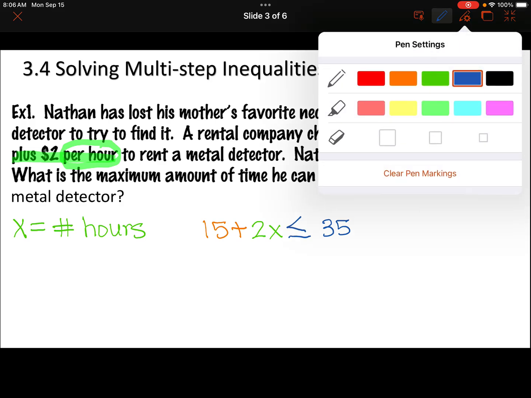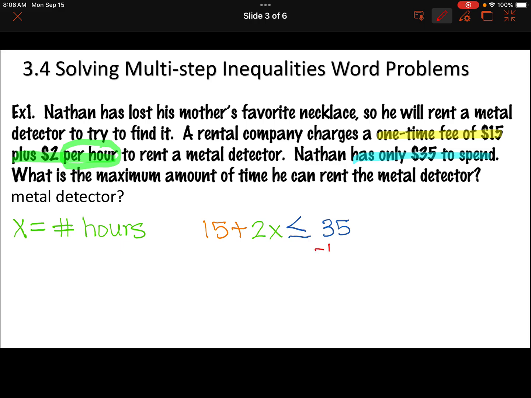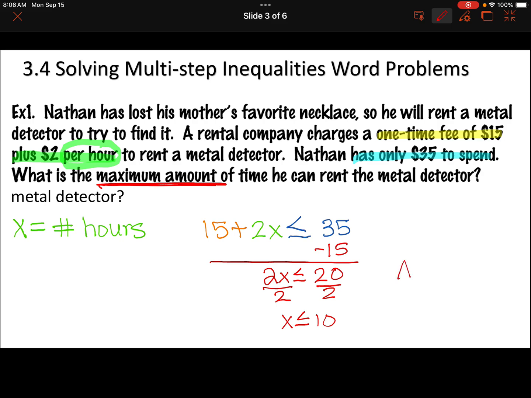All right, now we're going to go ahead and solve. So first, we're going to subtract the 15. So I've got 2x is less than or equal to 20. Divide by 2. x is less than or equal to 10. And it wants to know the maximum amount. So we are going to say at most 10 hours. If we want to use all of our money, 10 hours. If we can find it in less, then we end up not using all of our money, which would be awesome, but that would be the maximum amount.